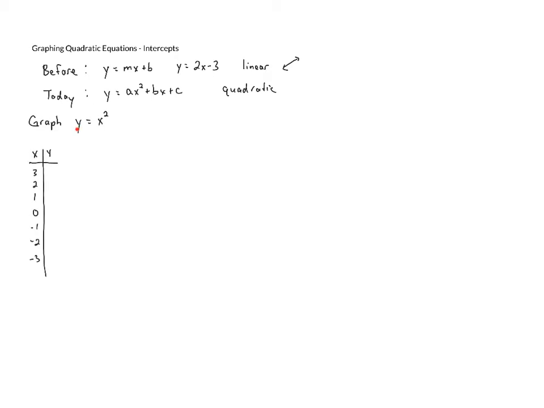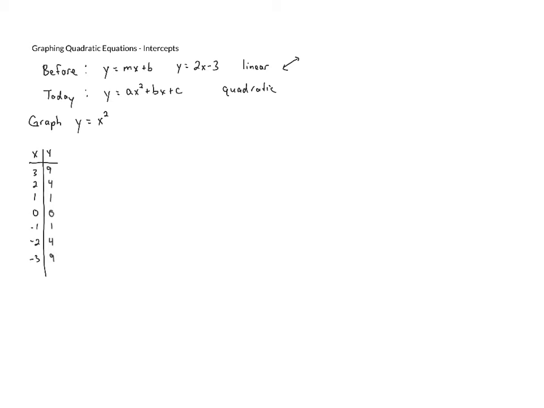Now we know that y is equal to x squared, so to figure out y, we just have to take x and square it. 3 squared gives us 9, 2 squared gives us 4, 1 squared gives us 1, 0 squared gives us 0, and then remember that when you square a negative, you end up with a positive. -1 squared is +1, -2 squared is +4, and -3 squared is +9.